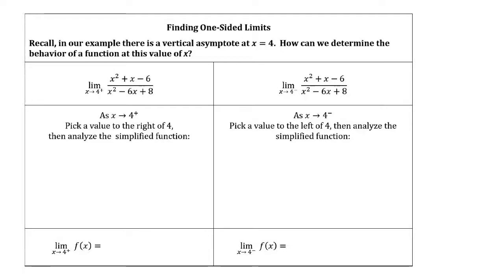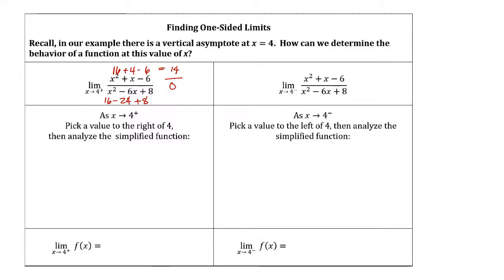Right, so let's go back to our example and make sure we see how this is all fitting together. So again, our first line of defense would be to straight plug in, but if we plug in a 4, we're going to end up with something weird. If we plug in 4, on top we have 16, don't we? And then plus 4 minus 6. So that's going to be 14. But in the bottom, we're going to have 4 squared, 16, minus 24, plus 8. So we're going to get 14 over 0, which means we got a problem.